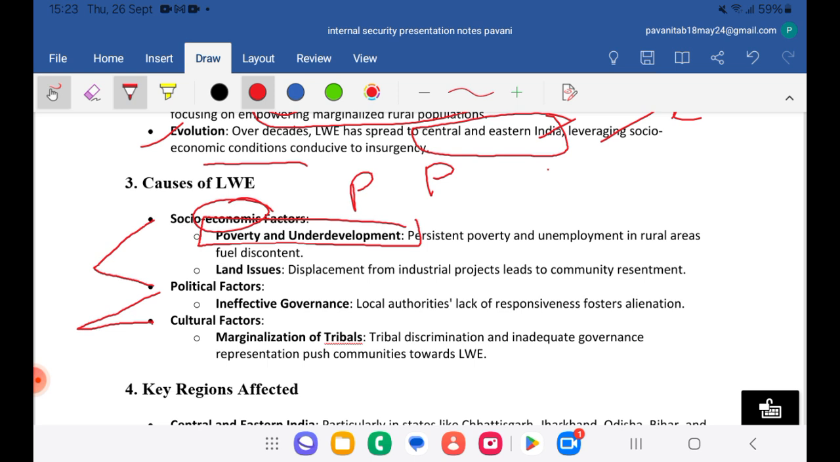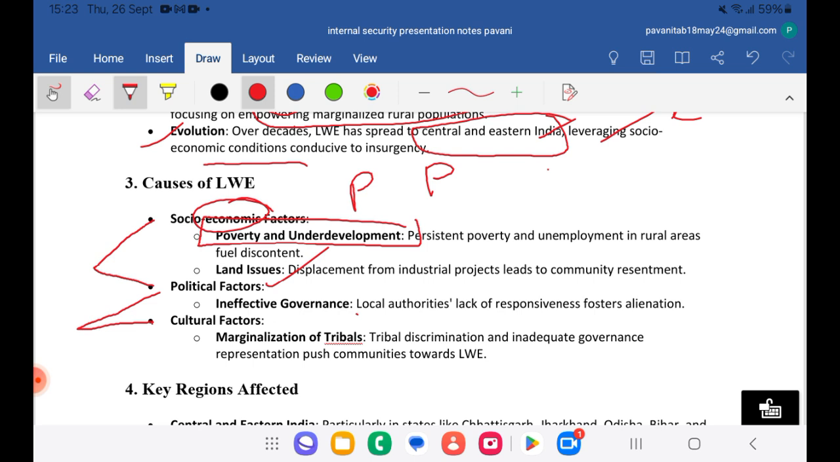So what are the political factors? Ineffective governance and lack of responsiveness of local authorities foster alienation. So there should be probity in governance and proper governance there. If there is ineffective governance, then comes left-wing extremism.